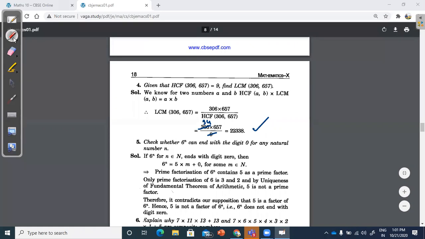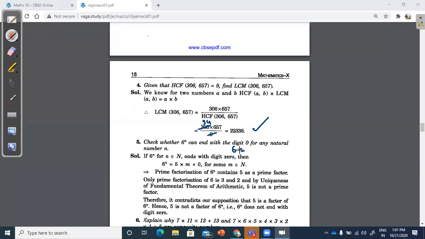Now, if you look at the factors of 6, 6 can be written as 2 into 3 to the power n. So, as I said, 6 to the power n can end with 0 only if it's a multiple of 10. And if it's a multiple of 10, it needs to have factors of 2 and 5. But here, when you look at the prime factors of 6, it is made up of 2 and 3. 5 is not present here. And therefore, what can we say? That it cannot end with 0.